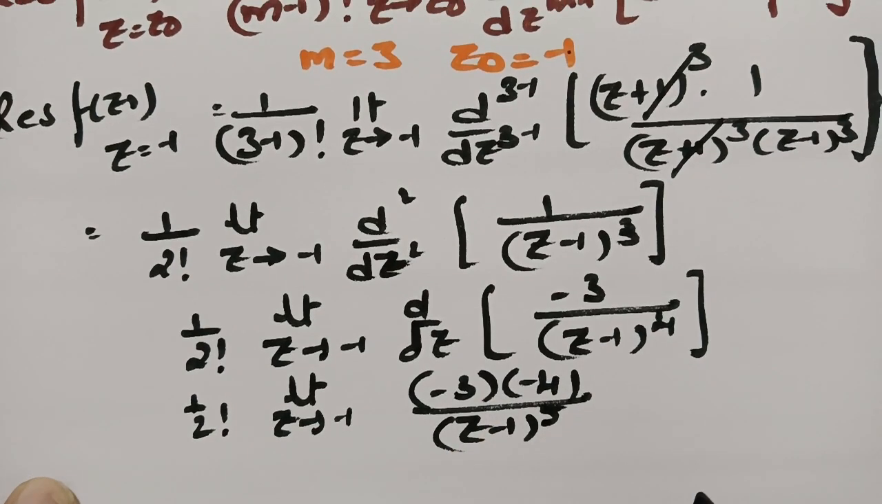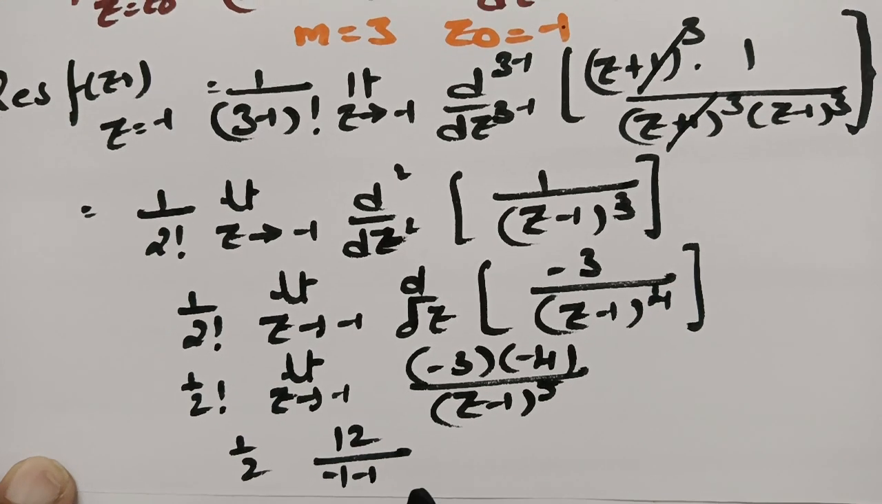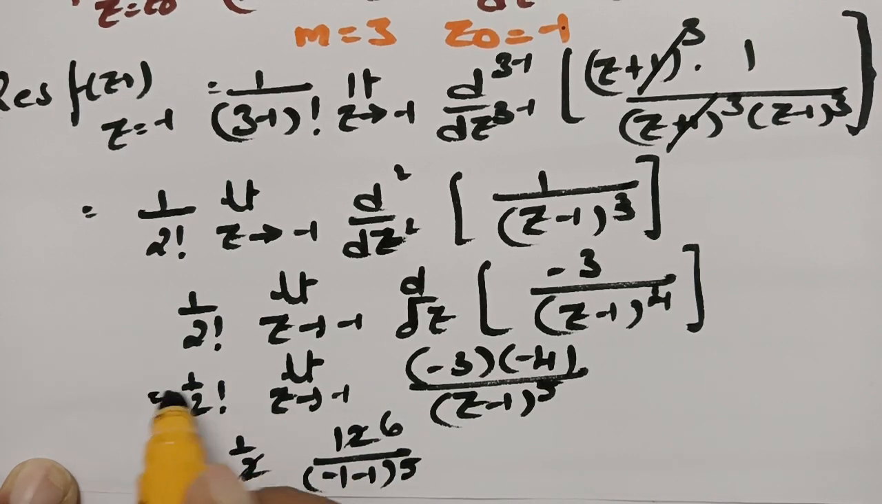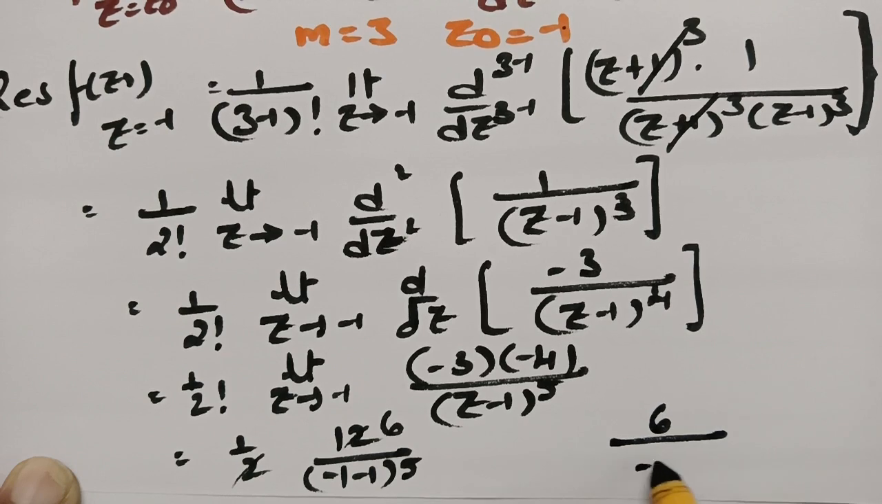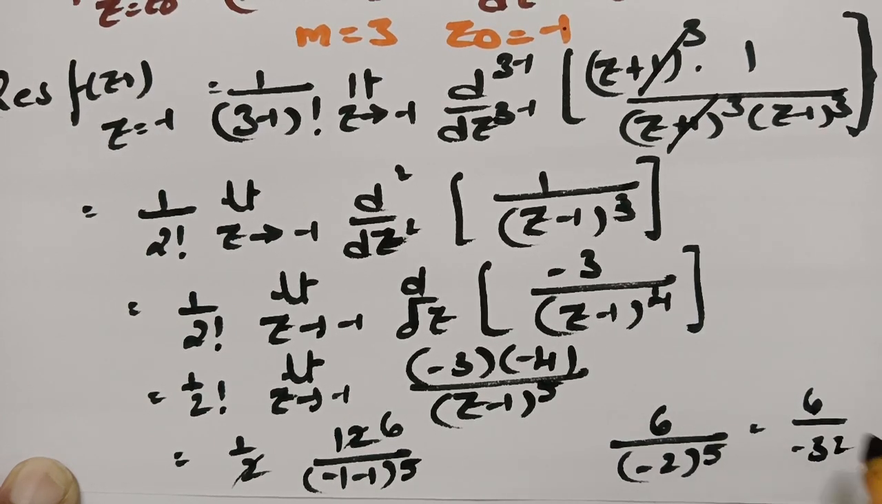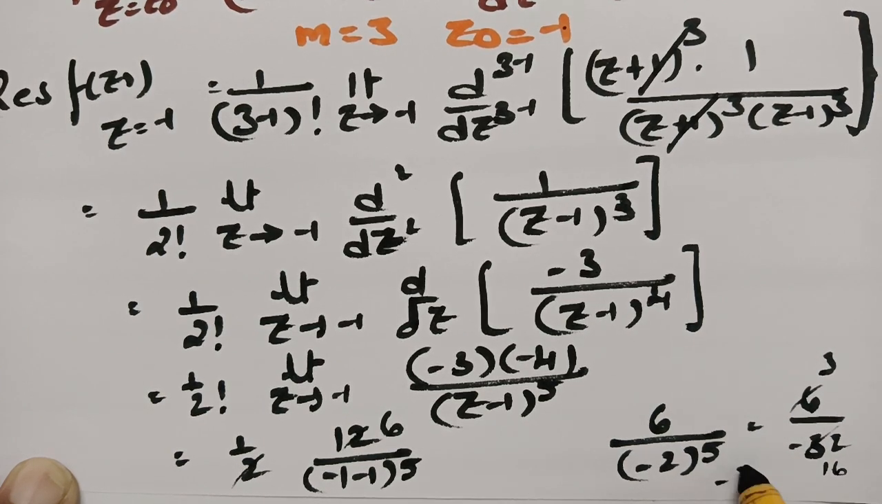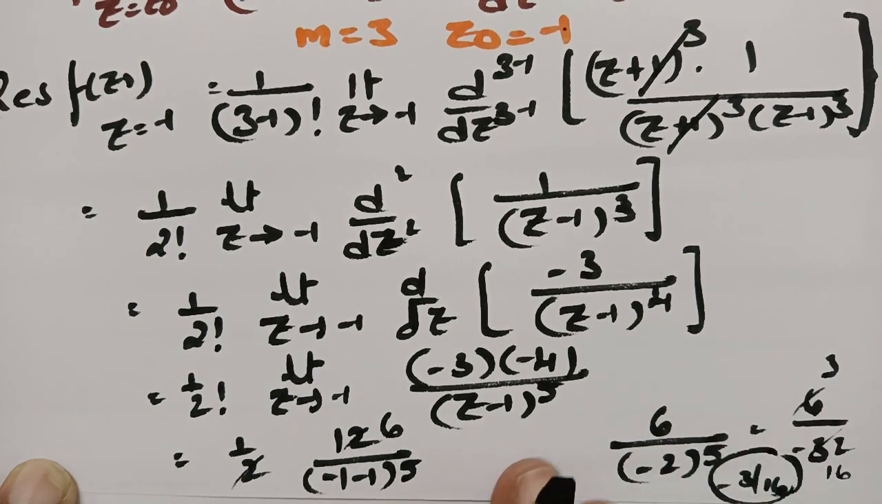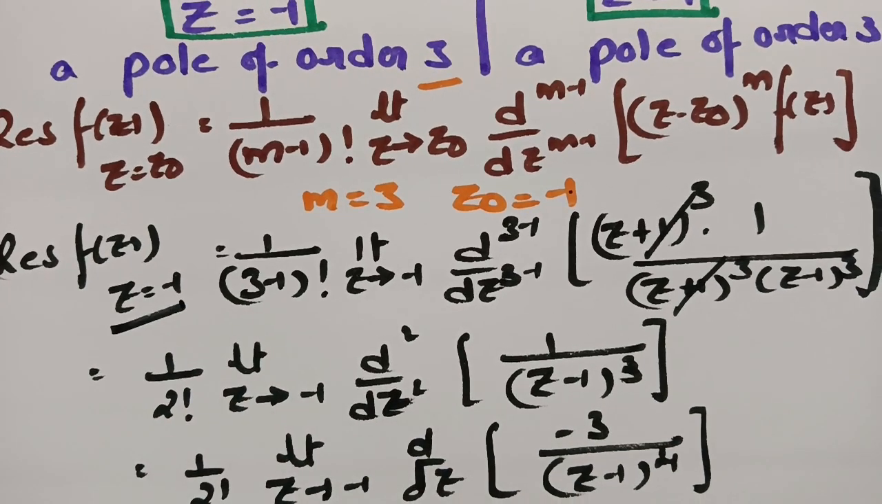If I put minus 1 in place of z here, this will be 1 by 2 factorial into 12 by (minus 2) power 5. Cancelling with the 2, this will be 6 by minus 2 power 5, which is equal to 6 by minus 32. If I cancel this by 2, this will be minus 3 by 16. So minus 3 by 16 is the residue value for the corresponding pole z is equal to minus 1.